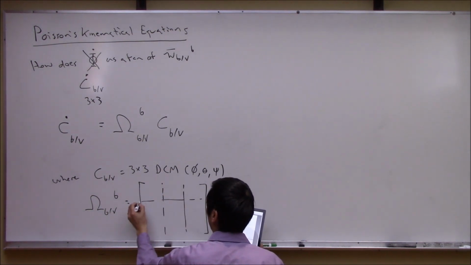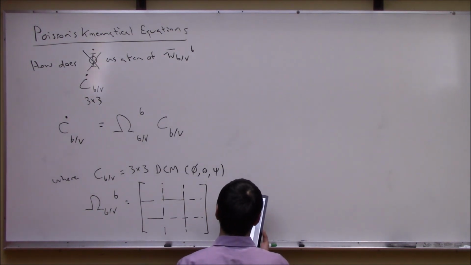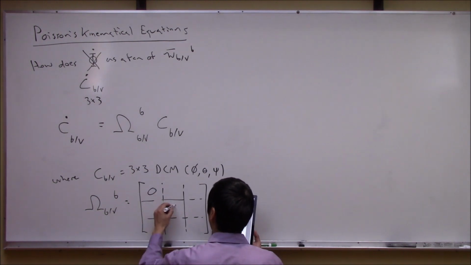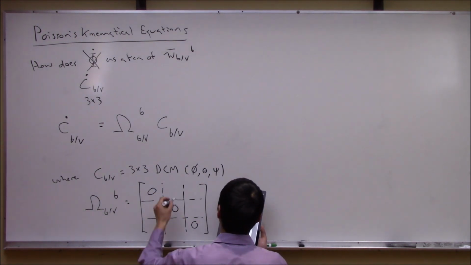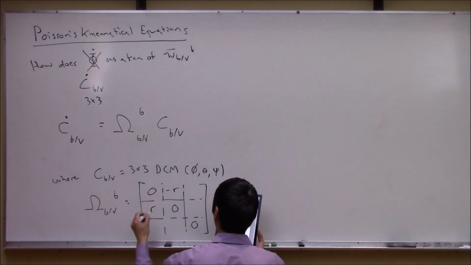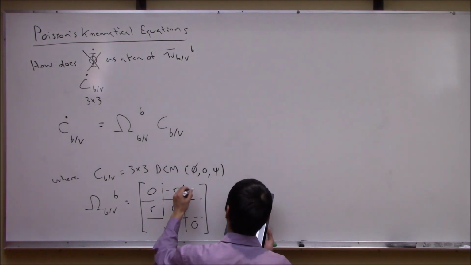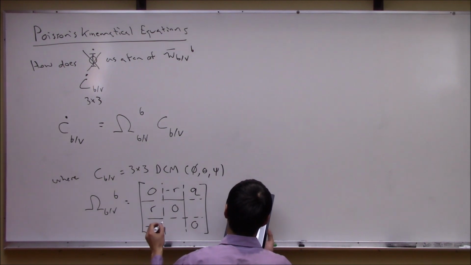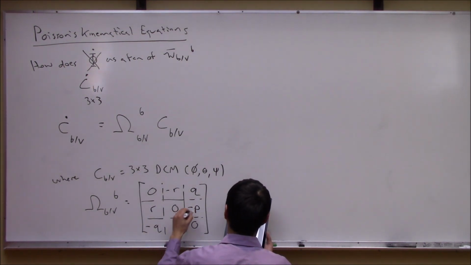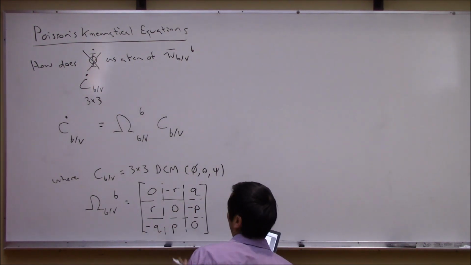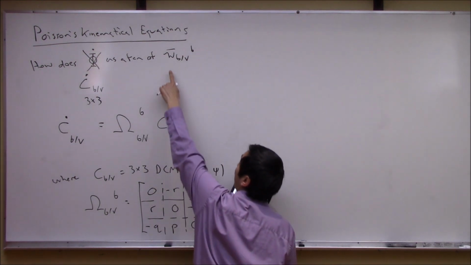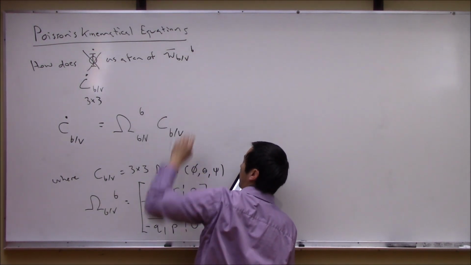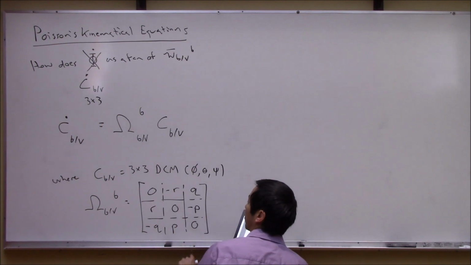Let me just illustrate what its shape looks like. It's got zeros on the diagonal, and then you have minus r and r like this. And then you have positive q and minus q, and then you have minus p and positive p like that. So you can see it basically puts lowercase omega b with respect to v in this matrix format.